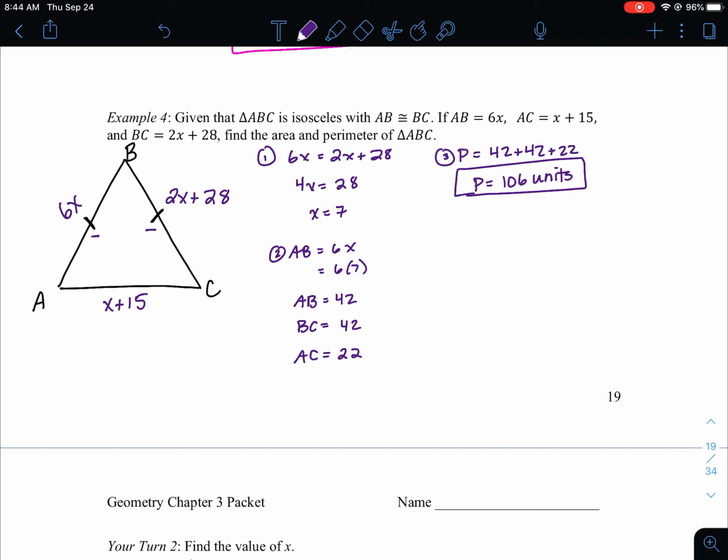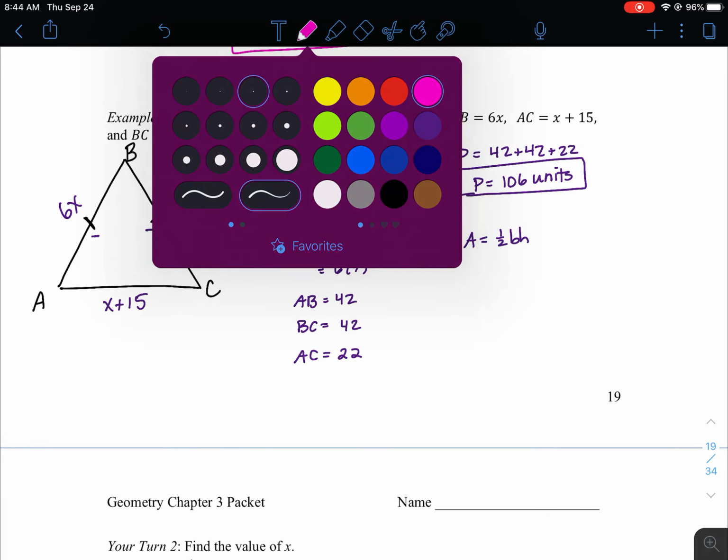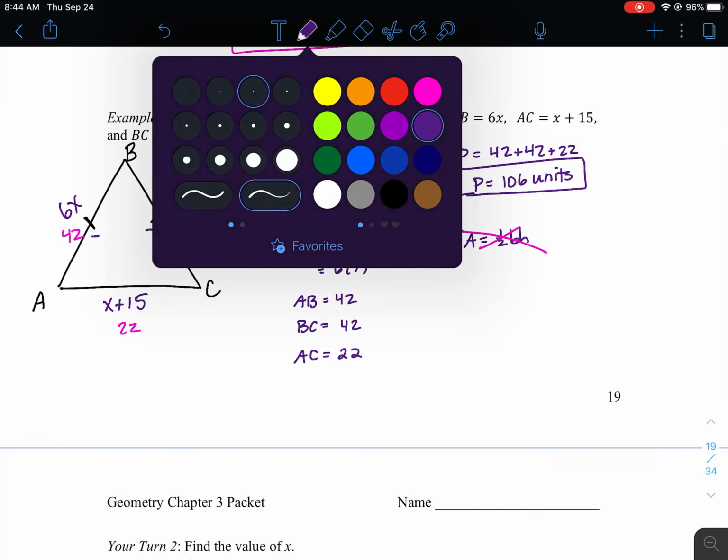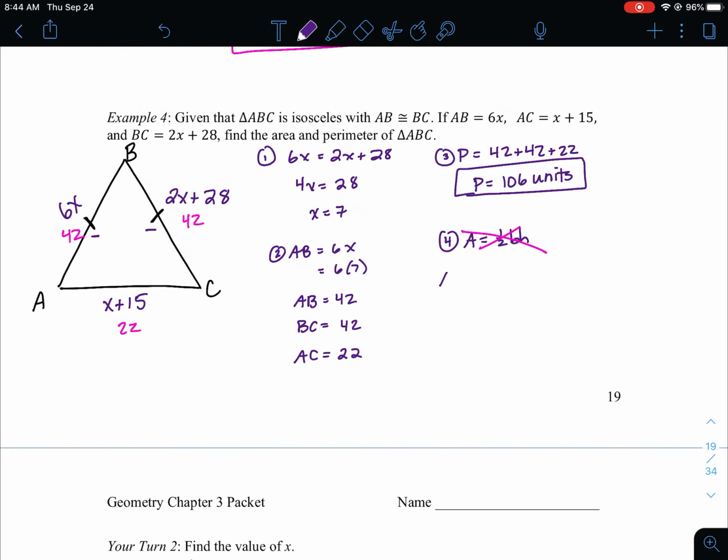All right, and now area. First thing I think of when I think of area, 1/2 base times height. And then I look at this picture and say, okay, I have my base. My base is, let me write these side lengths in different colors. So that's 22. Each of these are 42. I have my base, but I don't have my height. So we're going to scratch that area formula. Luckily, we do know another area formula.